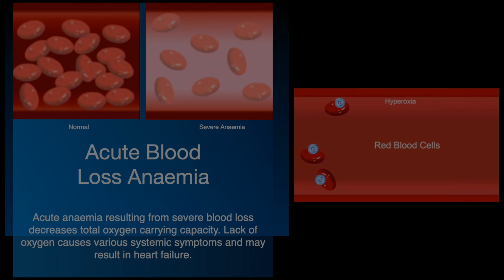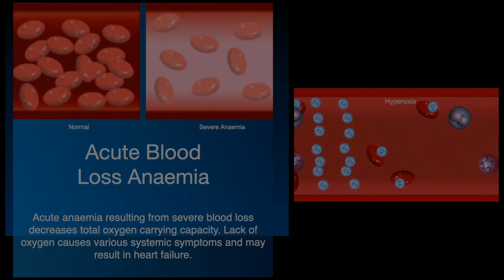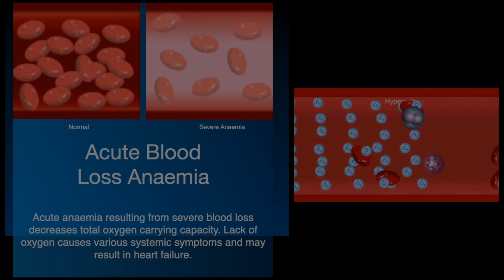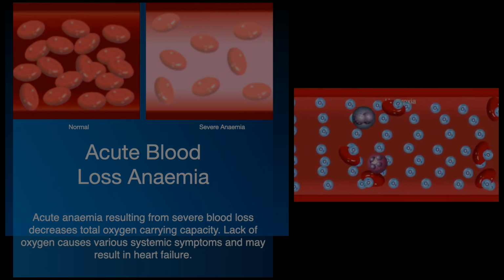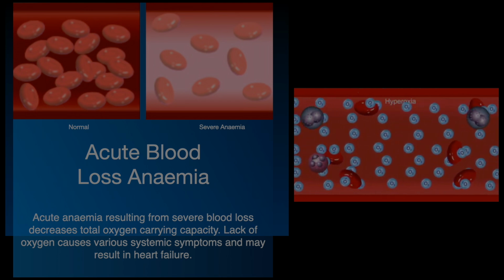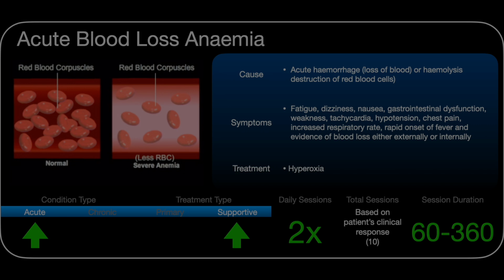Acute anemia resulting from severe blood loss decreases the total oxygen carrying capacity. Lack of oxygen causes various systemic symptoms and may result in acute heart failure. Acute blood loss anemia is considered an acute condition. The use of hyperbaric oxygen therapy is considered a supportive treatment modality. The cause of the acute blood loss anemia could be because of blood loss or hemolysis.